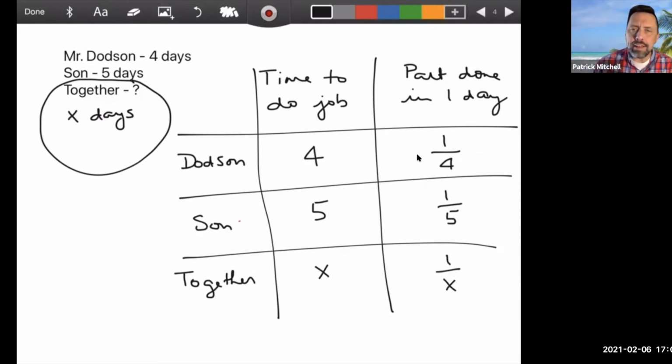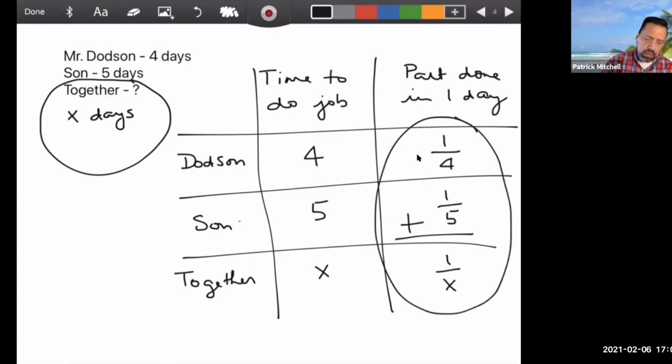All right. So our equation that we're going to solve to figure out how long it takes them to do the job together is the part done by Mr. Dodson in 1 day plus the part done by the son in 1 day should equal the part they get done working together, right? So this is how I recommend you set up every single one of these shared work problems, okay?